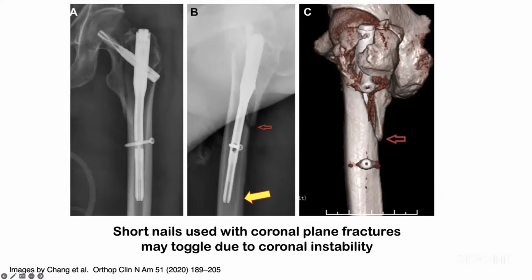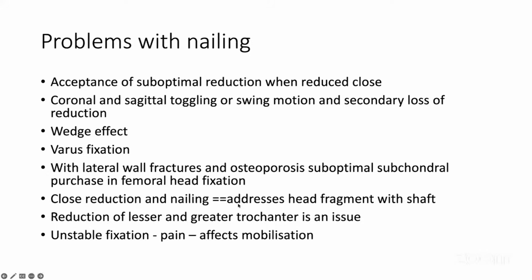Whenever short nails are used in long coronal split fragments, there is also coronal plane toggling. This will also cause loss of reduction and ultimately failure of fixation. What are the problems with nailing? It is an acceptance of a suboptimal reduction when we try to reduce it closed.